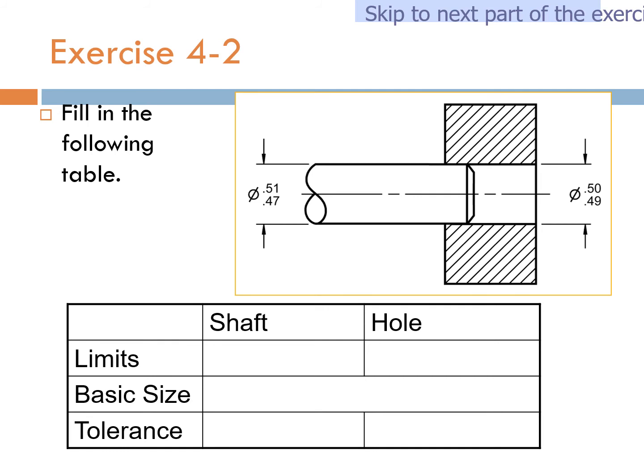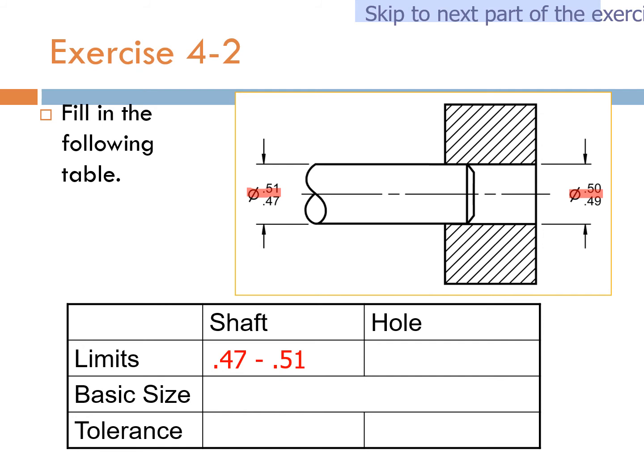This kind of dimension is what we call the limit dimension. So limits, we have two different limits over here, one is 0.51, one is 0.47. The hole dimension is over here, which is 0.50 and 0.49. And what will be the basic size? If you look at these numbers, you probably can guess the basic size is actually going to be 0.50.